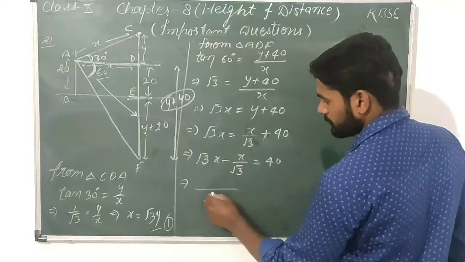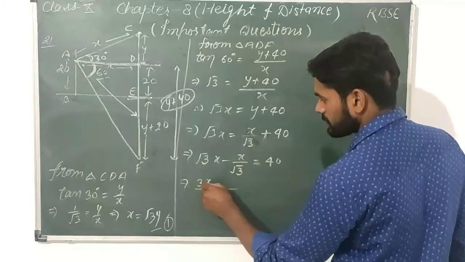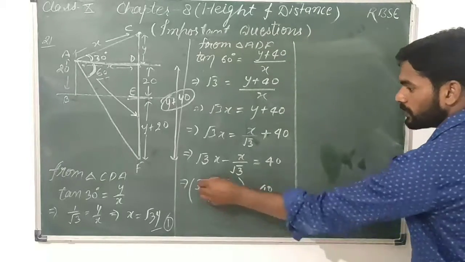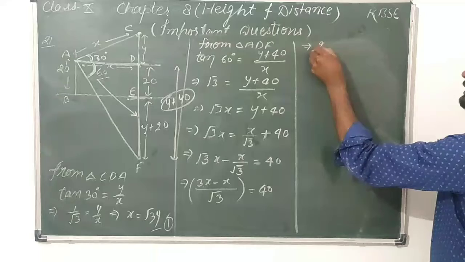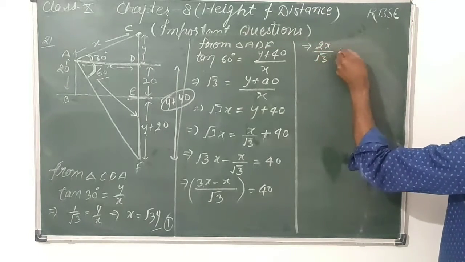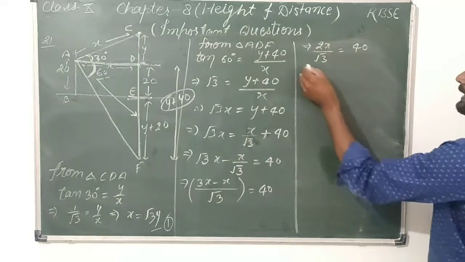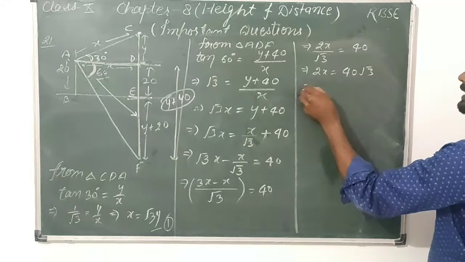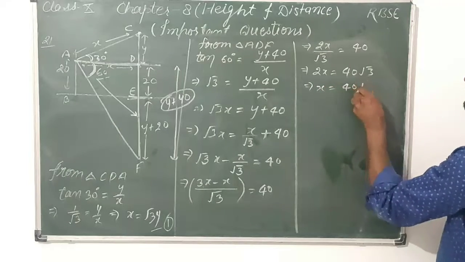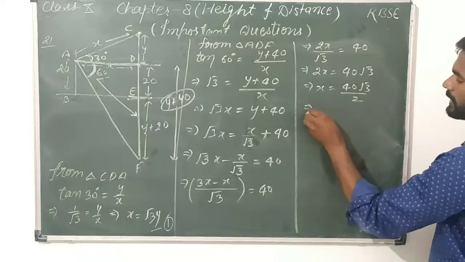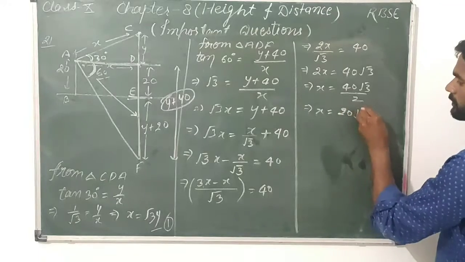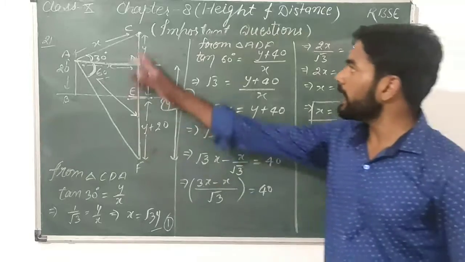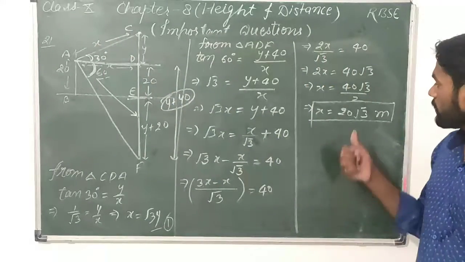Taking the LCM root 3, 3x minus x is equal to 40. Now 2x upon root 3 is equal to 40. Multiplying crosswise, 2x is equal to 40 root 3, which implies that x is equal to 40 root 3 upon 2. Finally, x is equal to 20 root 3 meter. So the distance between the point and the cloud is found to be 20 root 3.